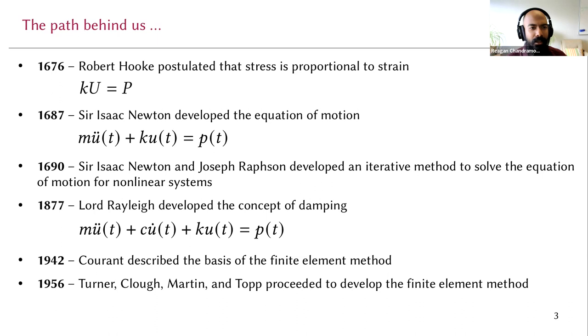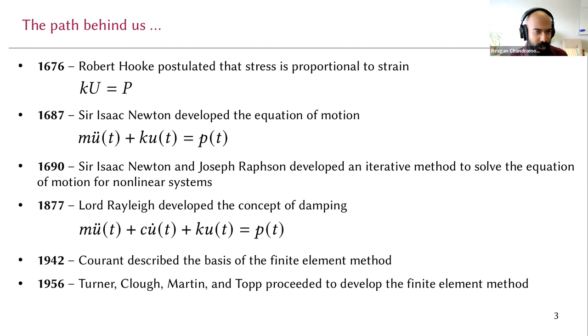All right. It started actually quite a few hundred years ago, in 1676, with Robert Hooke, who postulated that stress is proportional to strain. He essentially said, if you apply a force P on a member, the displacement of that member is proportional to the force, and that constant of proportionality was what he called the stiffness K. And it all started from there.